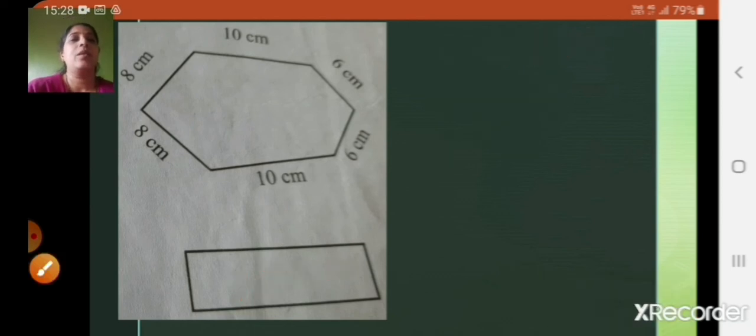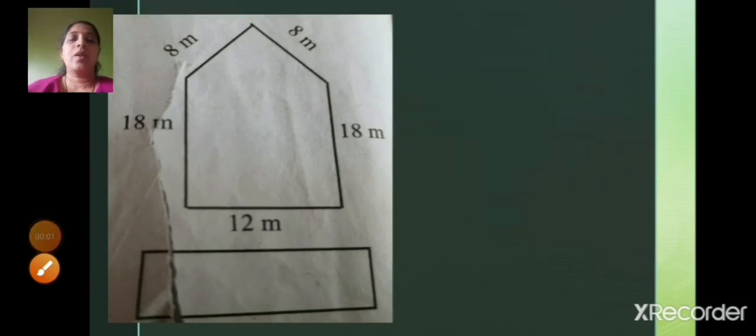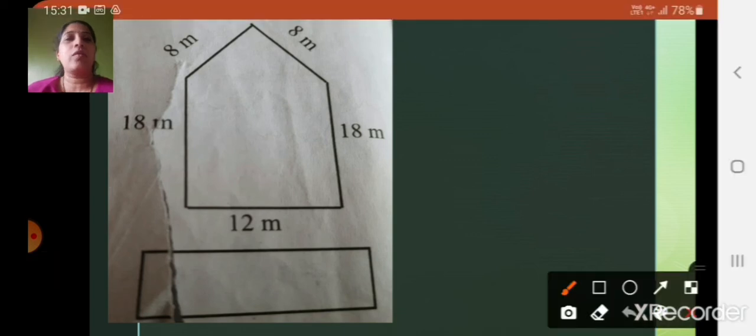Let's move to the third figure. So children, in this figure you can see there are 5 sides. So we are going to add all the 5 sides. So what will you do? You will write 8 plus 8 plus 18 plus 12 plus 18. So what answer do you get?